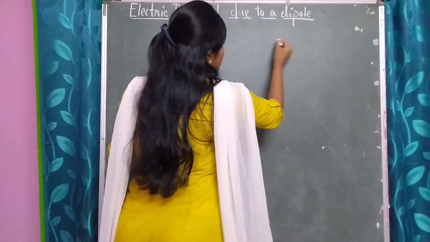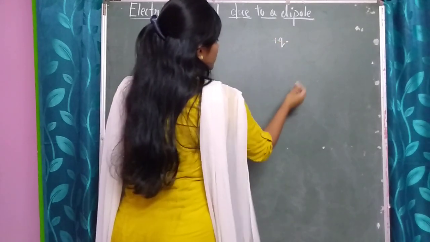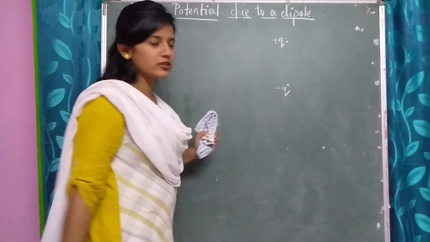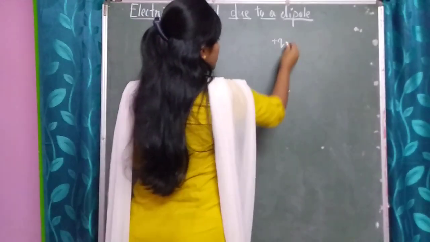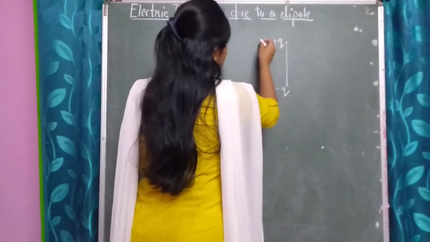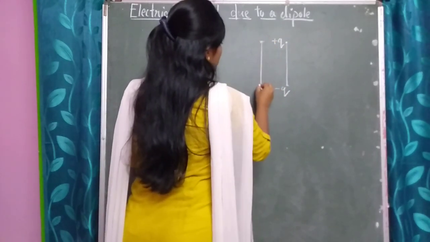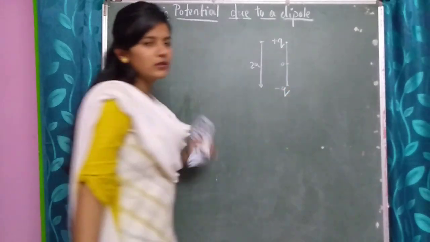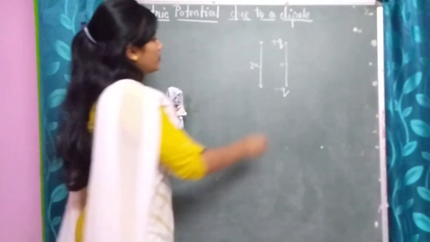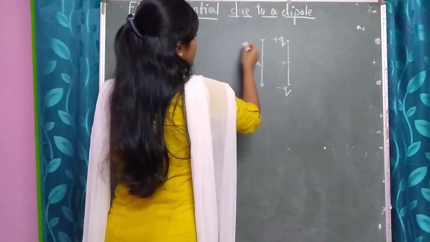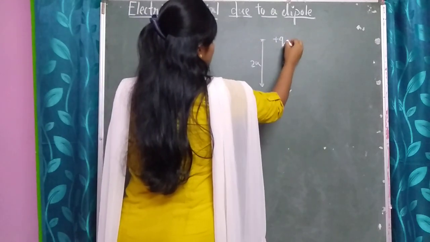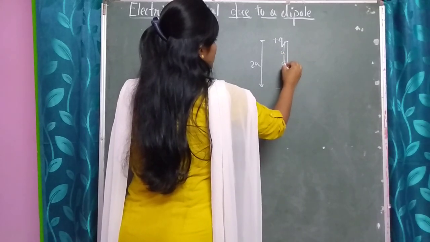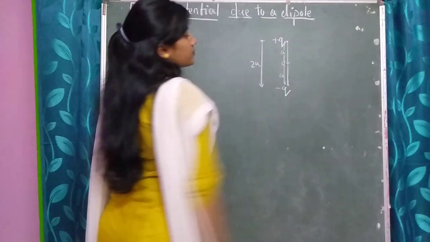So a dipole is two equal and opposite charges separated by a small distance. So plus q, minus q, suppose they are separated by a distance of 2a, and let O be the center of this dipole. Then this much will be a and this will also be a.